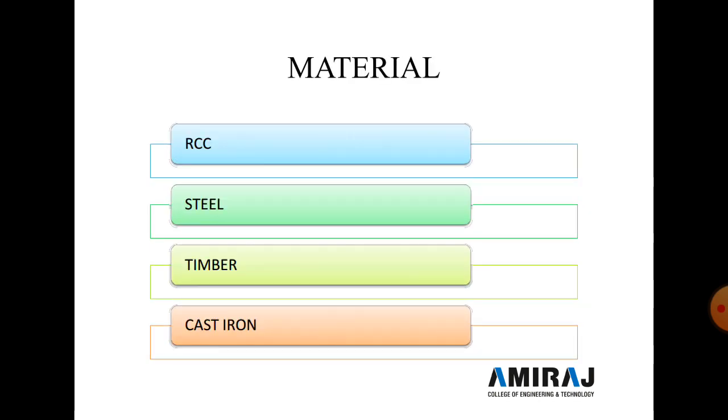Now here some of the materials used in a caisson are RCC, steel, timber, and cast iron. So one by one we discuss. The first is RCC, so reinforced cement concrete is used in a caisson, and second is steel. Third one is timber. Generally timber is not widely used in caisson work. And fourth one is cast iron material.